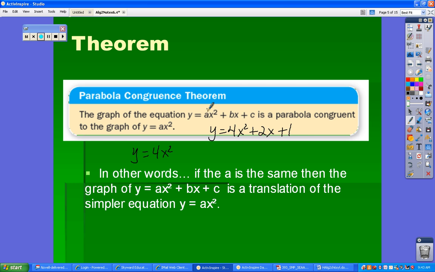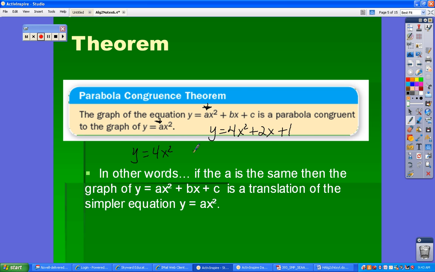Okay? Basically, if the a is the same, this b and c stuff is just going to move your parabola. All this extra stuff is just going to move it and shift it. And if it was in vertex form, it would be very easy to tell. But basically, you're checking the a's, and you're going to see if they're the same. If they are the same, then the parabolas would be congruent. You could map them on top of each other. And you did lots of that in geometry.